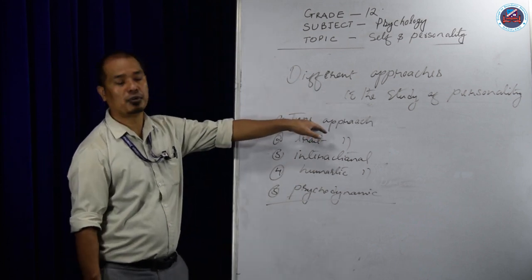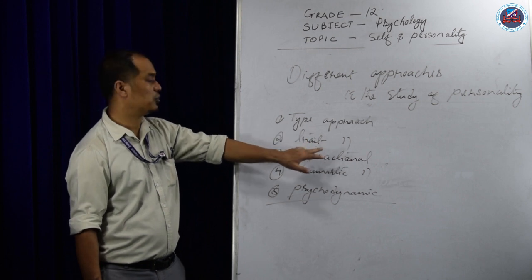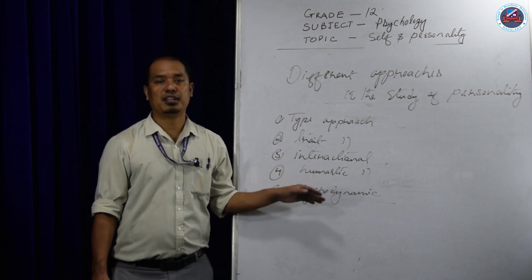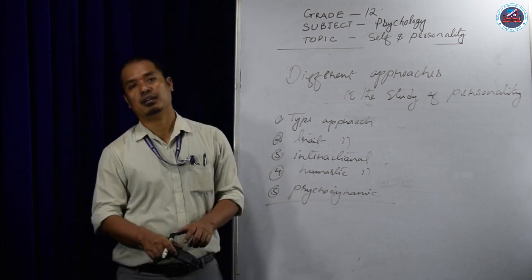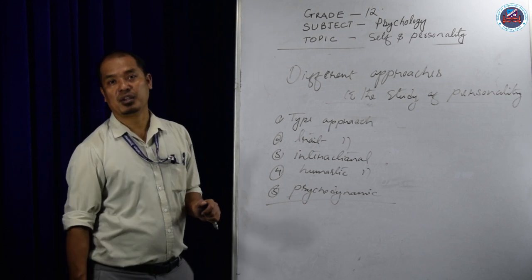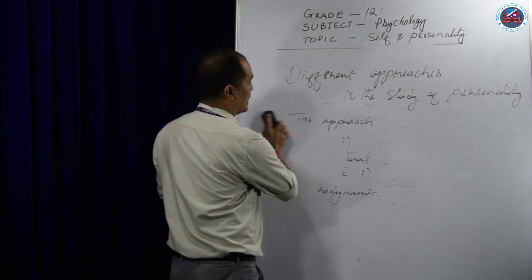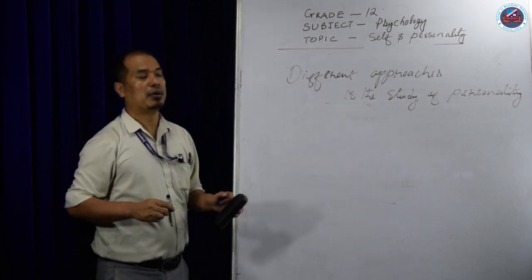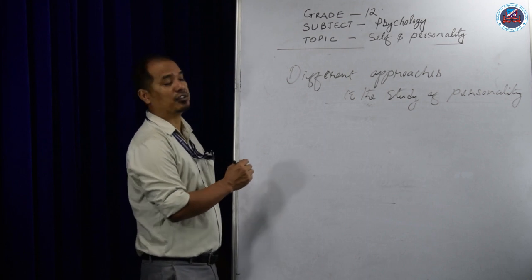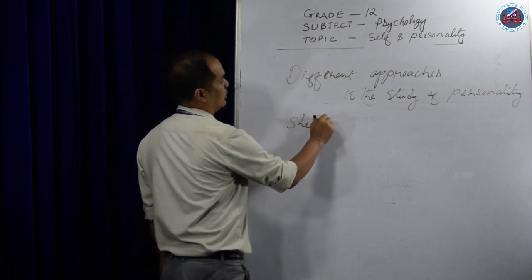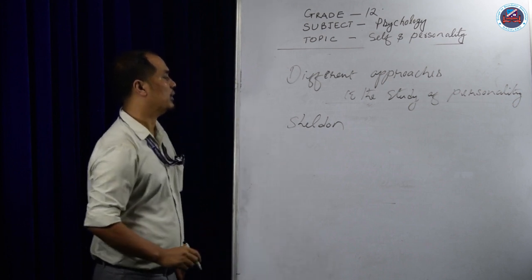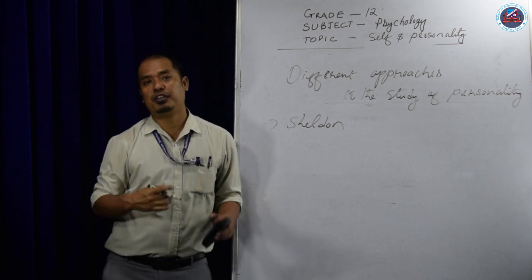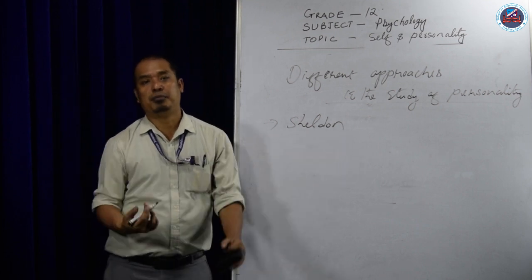So there are so many approaches to the study of personality. Now let's study one by one. The first one is type approach. In the type approach, the first person that falls here is called Sheldon. He is the first person who talks about type approach. His type approach is based on body temperament.